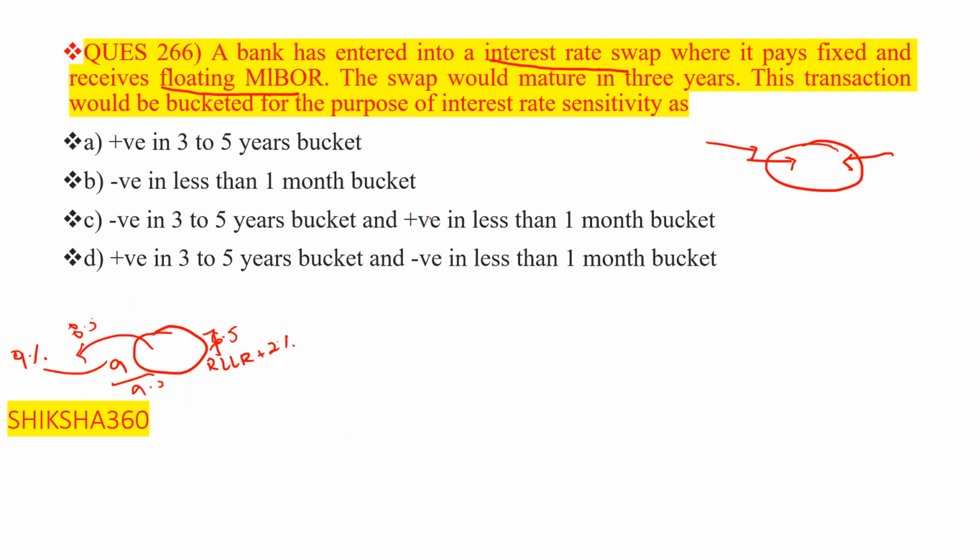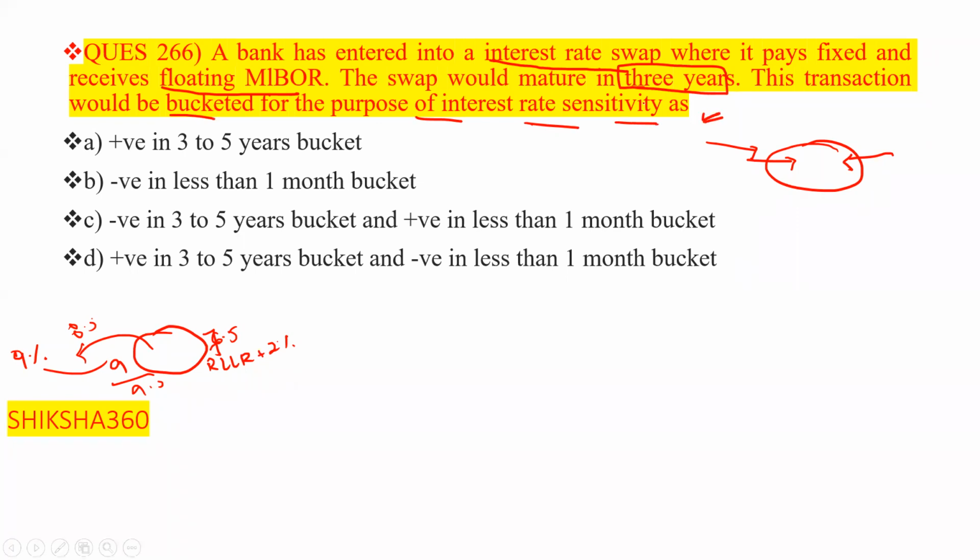So the question here is: a bank has entered into a swap that would mature in 3 years. This transaction would be bucketed for the purpose of interest rate sensitivity as?